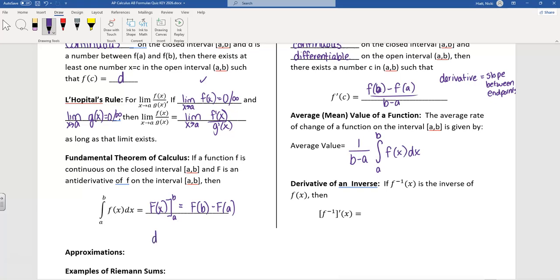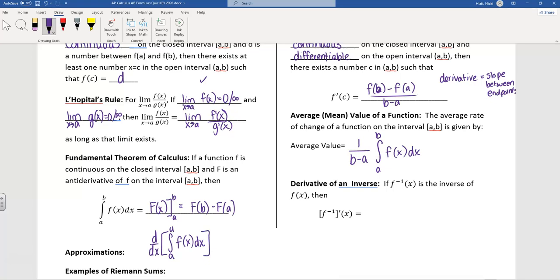I really should have put the other version of this. That is where you take the derivative of the integral from a to u of f of x dx.